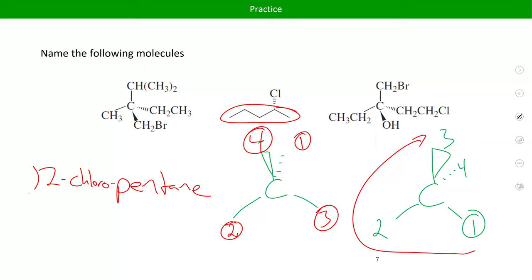R, picture that I'm writing an R there, in parentheses. So R, 2-chloropentane. Got right to the edge. We'll start at the front now. So R, 2-chloropentane.